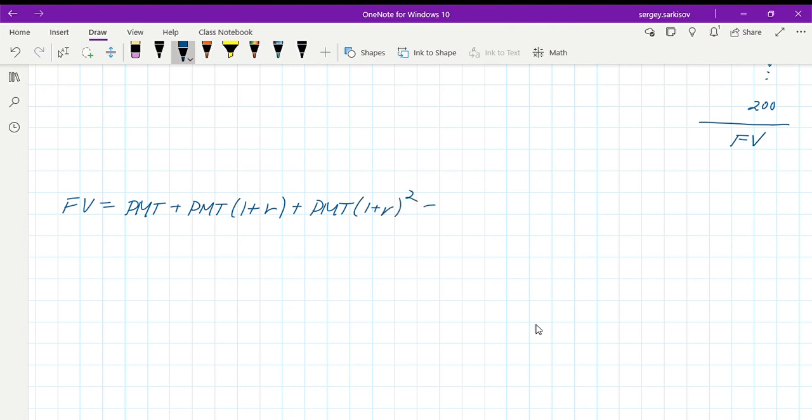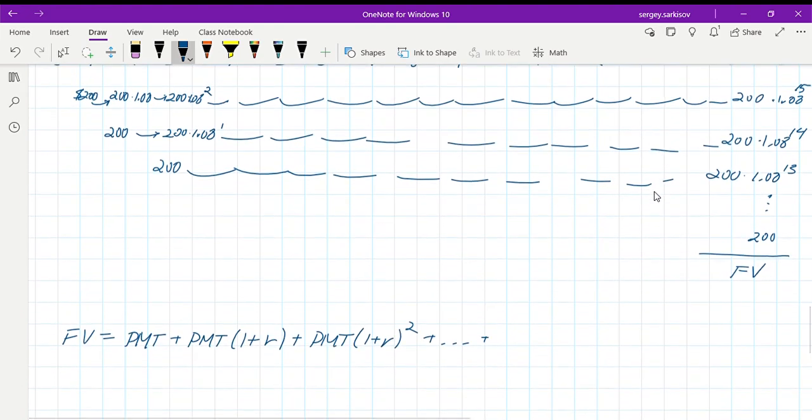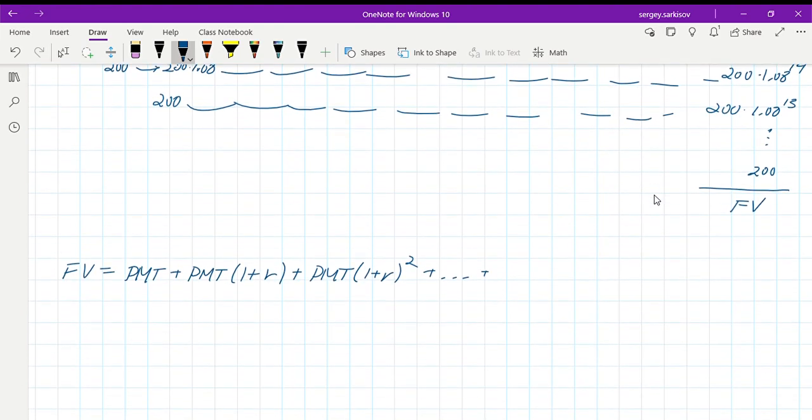And then we go all the way to, again, it's a little bit rushed, I know, but then the 14th, the 15th powers. So we would have, remember, how many periods? 16, right? 4 times 4, the total number of periods. So let's say we have PMT times 1 plus R to the 14. That would be MT minus what?